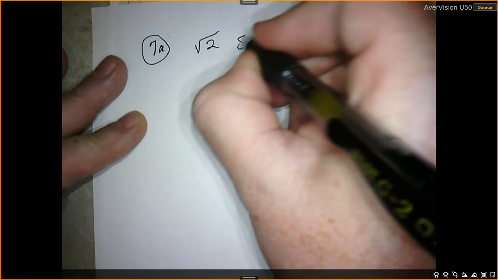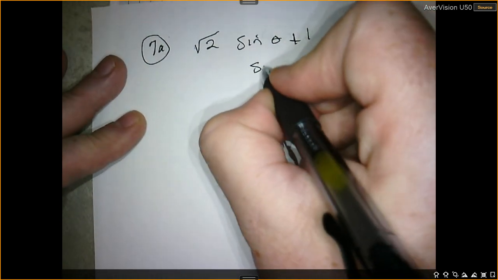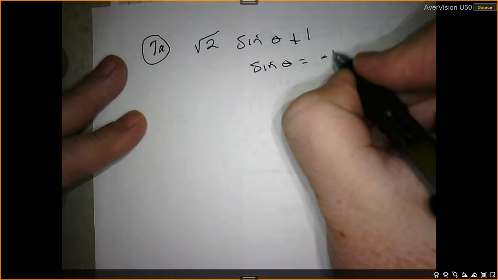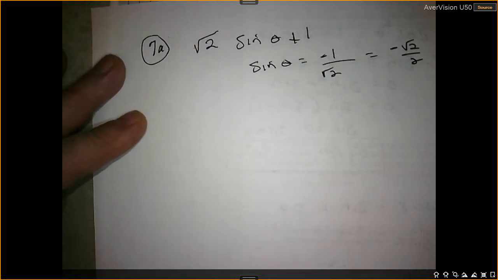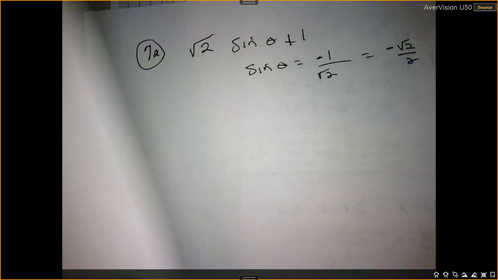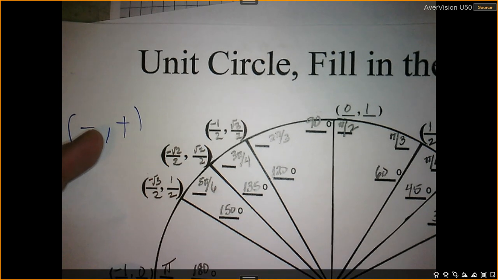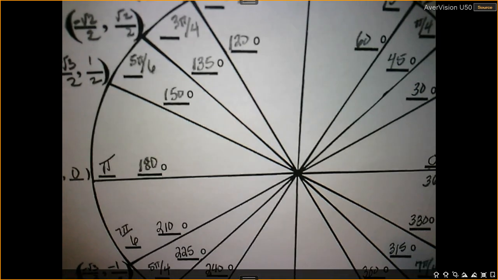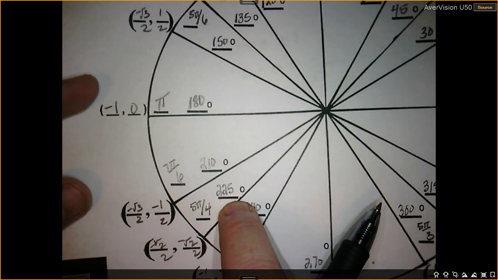Now 7 talks about general expressions. So square root of 2 sine theta plus 1. So it's going to be sine theta equals negative 1 over square root of 2, which we know will be negative square root of 2 over 2. So where is sine negative square root of 2 over 2? Well, if I go to my unit circle, negative square root of 2 over 2 is down here. So 225. At 225 is where it'll be.